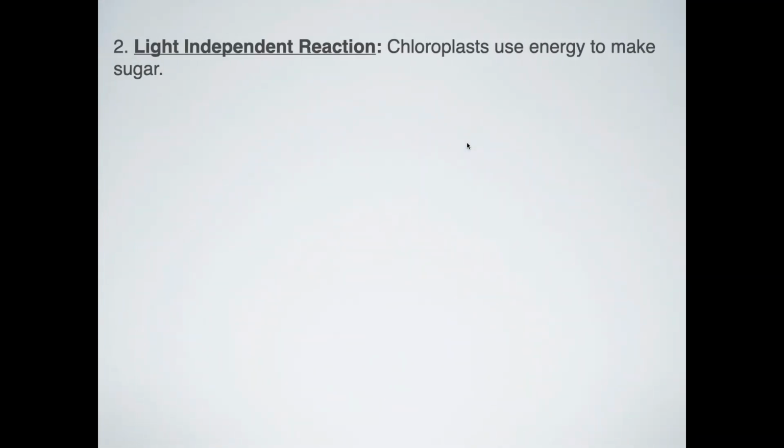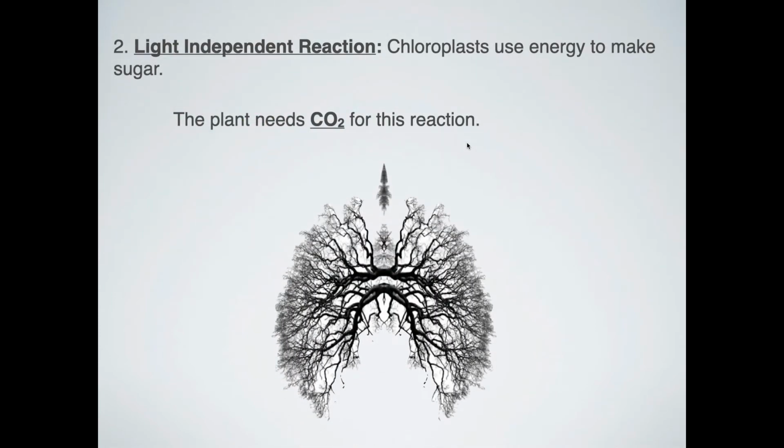We also have the light-independent reaction, and that's when chloroplasts use energy. I know that sounds weird, right? But they use the energy that they got from the previous reaction in order to make sugar. And so what do plants need for this? They need CO2. What do we breathe out? Mostly CO2.